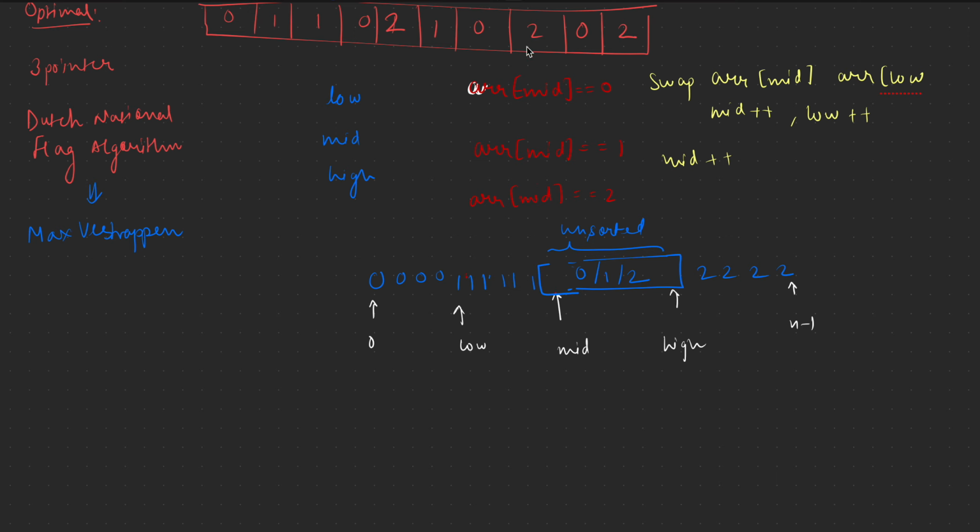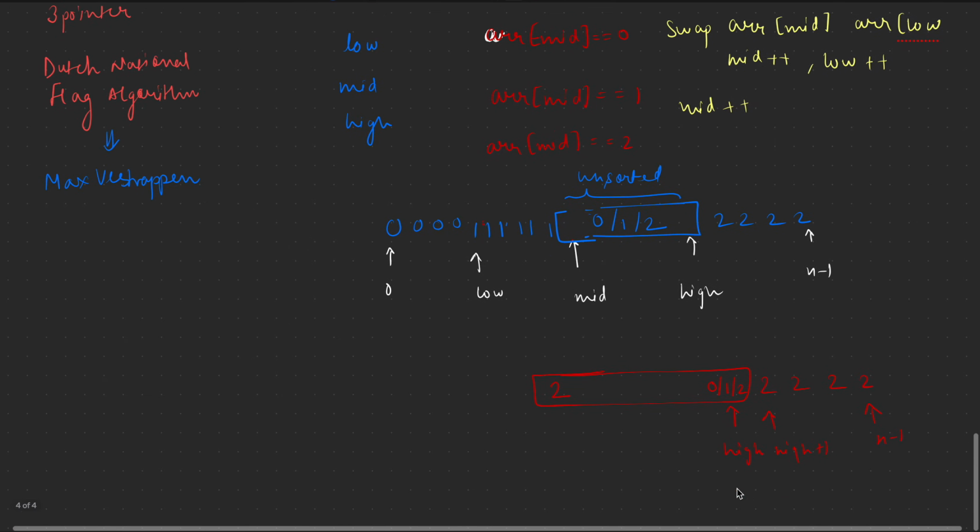Now for the last part, if array of mid equals 2, what do we do here? Let's talk about the intuition behind it. If this is our unsorted portion and we get a 2 here, followed by the sorted portion which is 2, this is the last element, this is the high plus 1 element. I don't care whatever the element here is, it can be 0, it can be 1, or it can be a 2, and this is the high element.